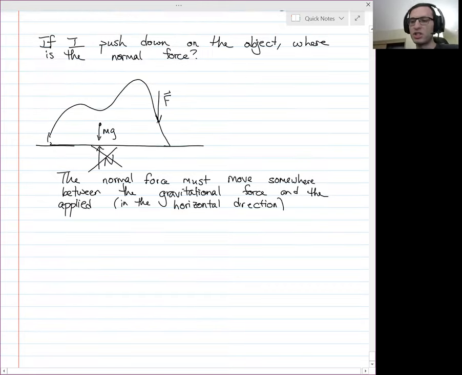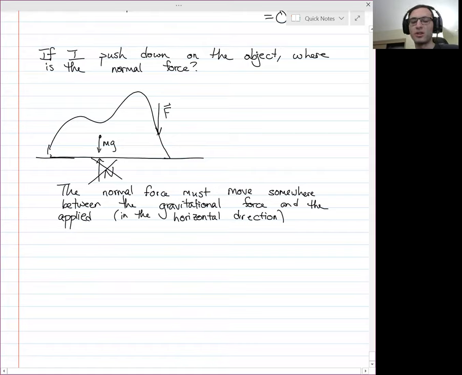Is the vector mg starting at the pivot? No, it's starting at the center of mass. mg is always applied from the center of mass. There is not any pivot necessarily here.